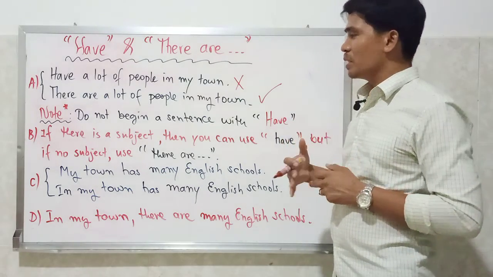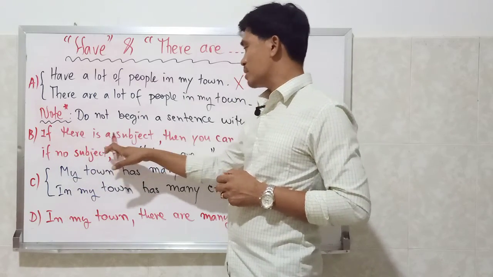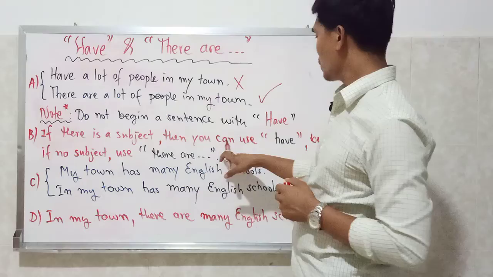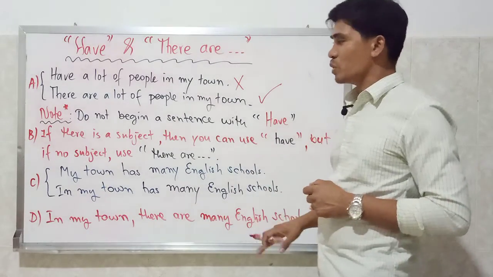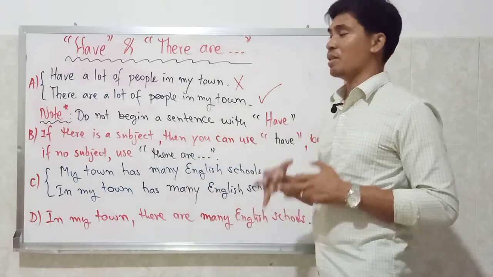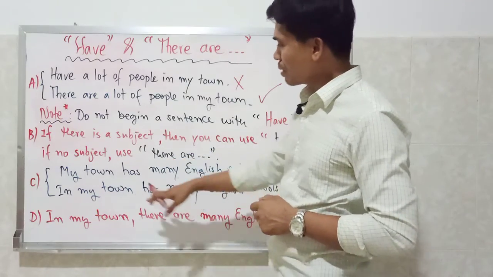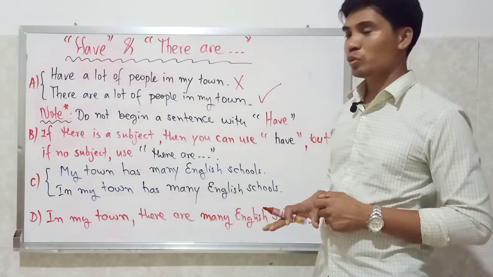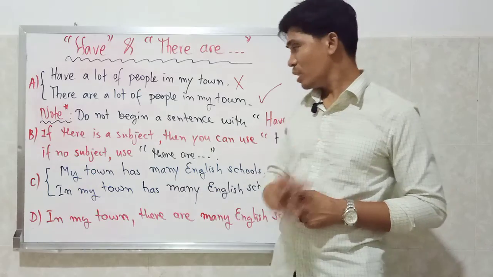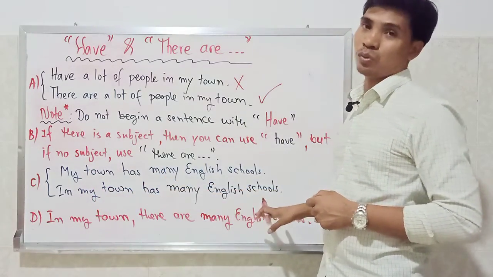Move to B. If there is a subject, then you can use "have." But if there is no subject, use "there." Look here: "My town has many English schools." One more: "In my town has many English schools."